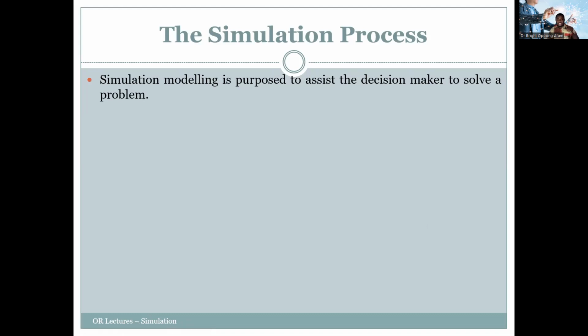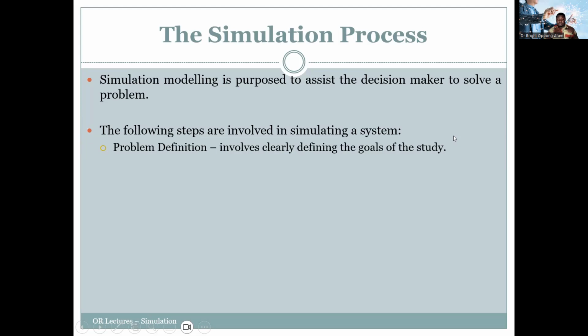So the simulation process shows how simulation modeling is conducted to assist us in making the right decision in solving the problem. So when you see the simulation process, it's just talking about the modeling process in simulation, how it's conducted. So over the years, we've realized that for us to simulate a particular system, we have to firstly define the problem. The problem includes clearly defining the goals of the study.